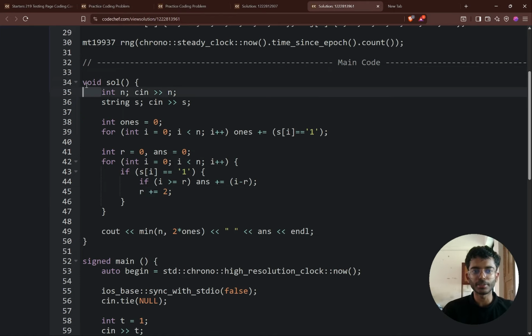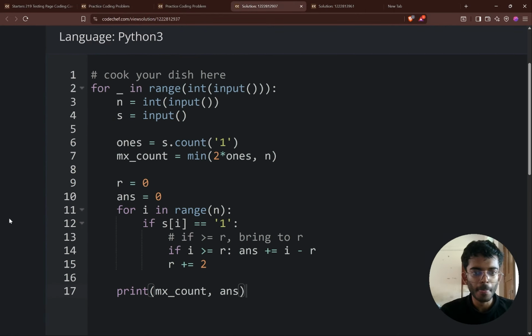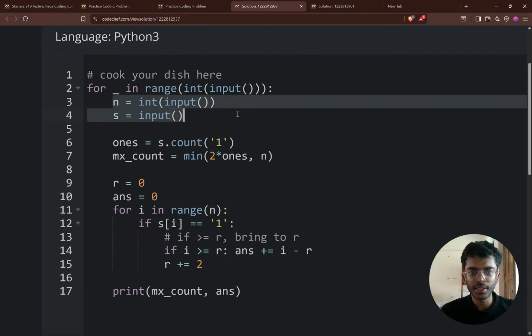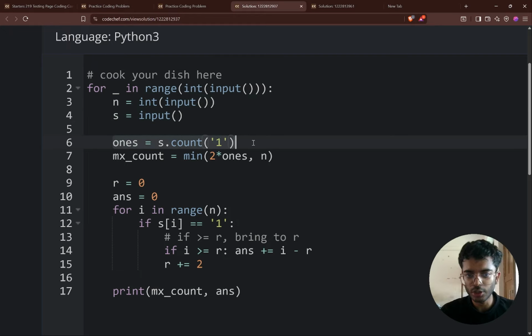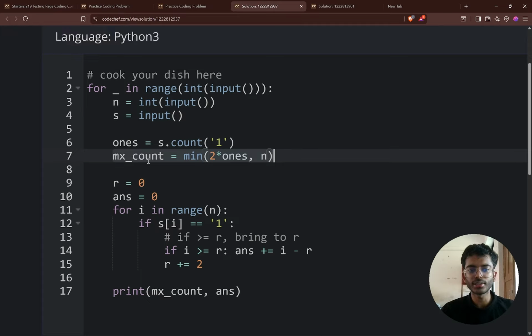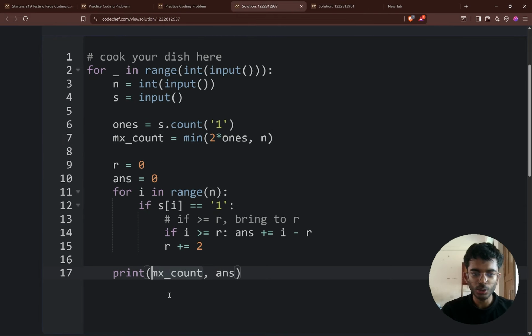The time complexity is O(n). Now let's see the solution in Python. So we'll begin by taking an input of n and s. This ones variable will store the count of ones. And this max count is nothing but our f(s), which is min of 2 times ones, comma n. And we'll print this max count.